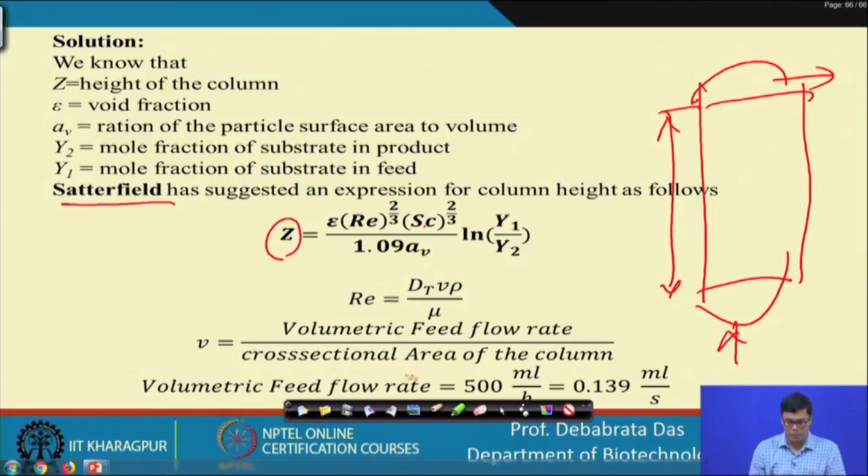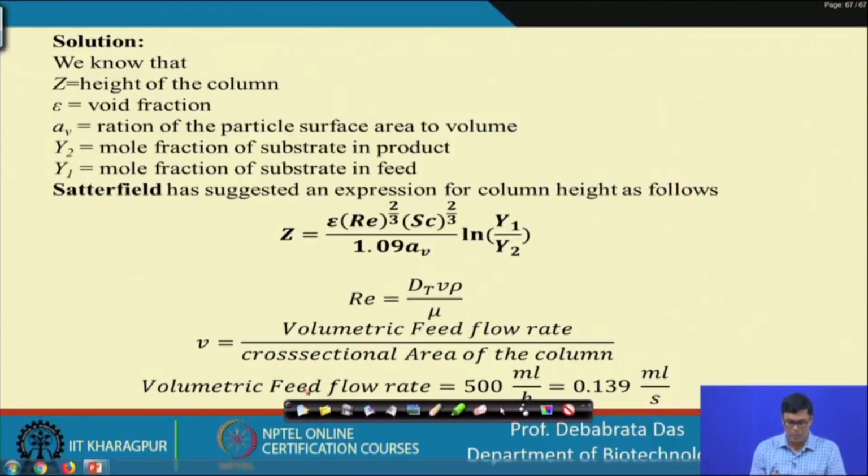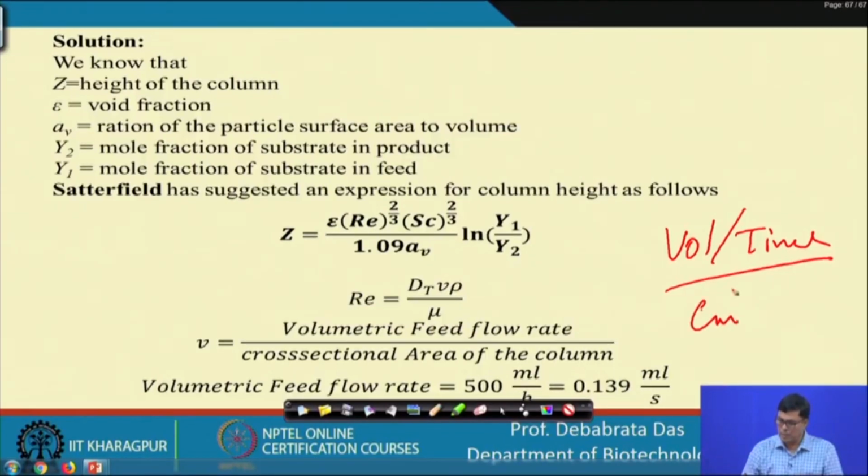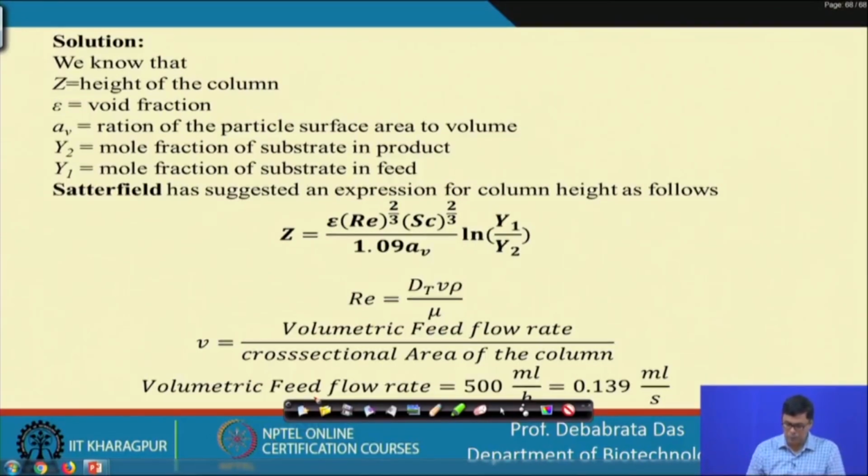If we analyze this, I have solved this equation here. From this data we can easily find out the velocity of the fluid. The volumetric flow rate is given, and the cross sectional area. As you know, volumetric flow rate means volume per unit time. Am I right? And what is cross sectional area? Cross sectional area is in centimeter square, and volume is usually in centimeter cubed or milliliter. So if you cancel, it will be in centimeter. Centimeter per unit time is the velocity. So you can easily calculate velocity here.